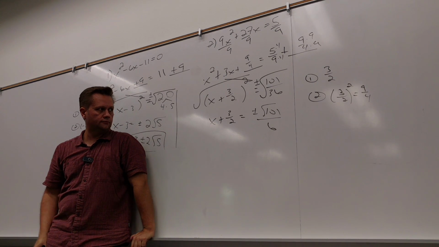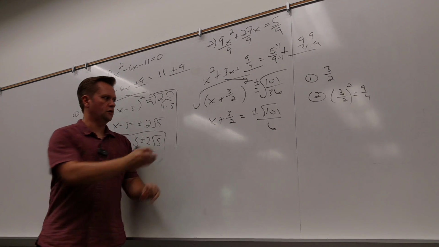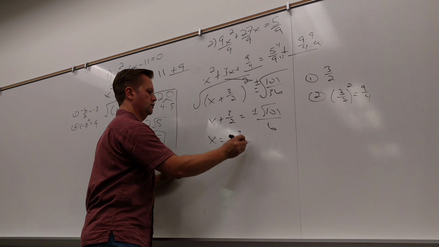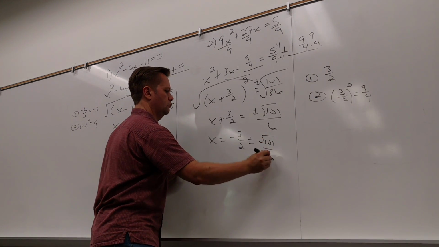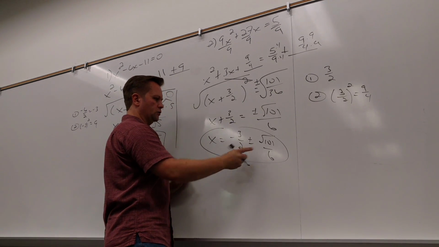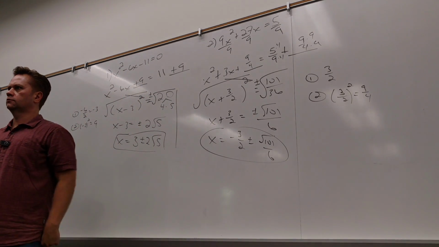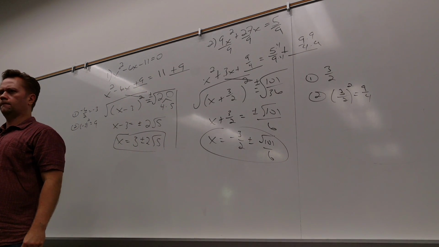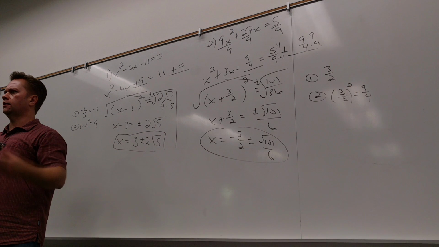And one last step. Yep. So you get x equals negative 3 halves plus or minus square root of 101 over 6. You could get an LCD between them, but there's no real good reason to, because you couldn't even combine the tops anyway.